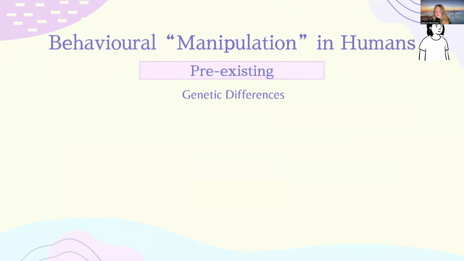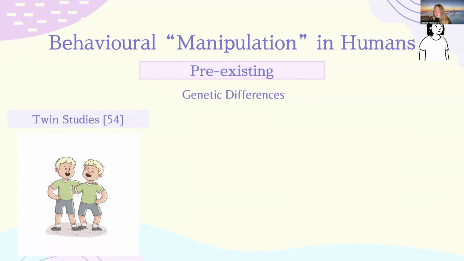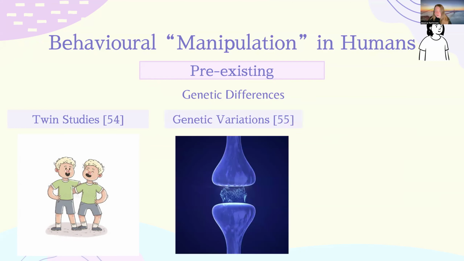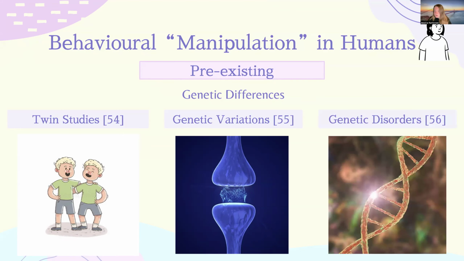Even though we have fewer ways to directly manipulate behavior in humans because of ethical constraints, we can still learn a lot by studying people who already have natural differences. For example, twin studies are a powerful way to understand the roles of nature versus nurture, since identical twins share the same genes. We can also study people who have genetic variations in certain receptors or neurotransmitter systems to see how these differences relate to behavior. And finally, we can study individuals with genetic disorders, such as Huntington's disease or Down syndrome, to understand how specific genes influence brain function and behavior.